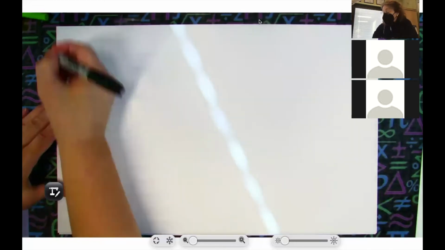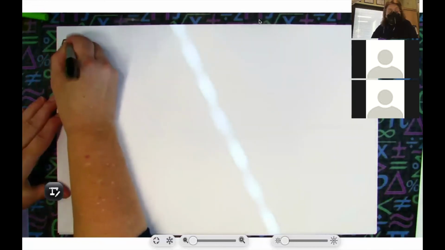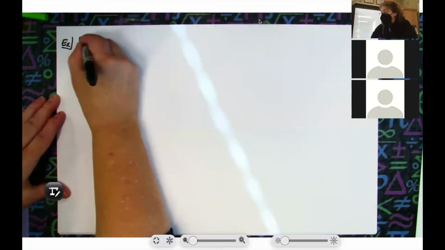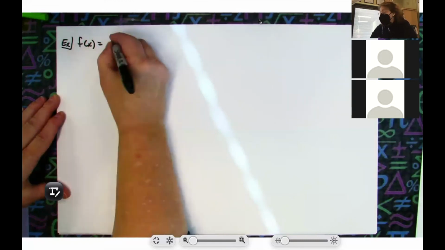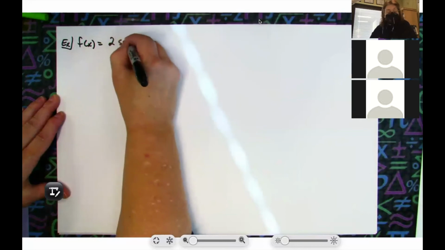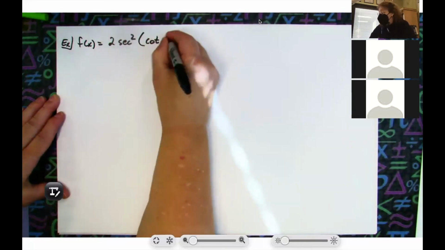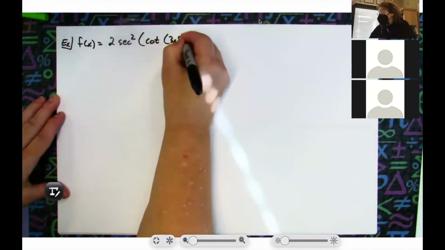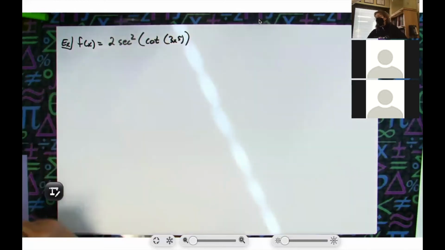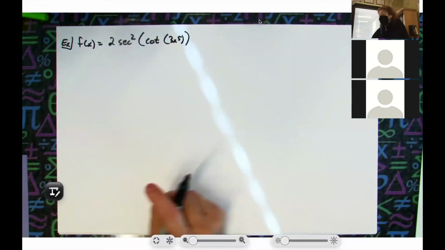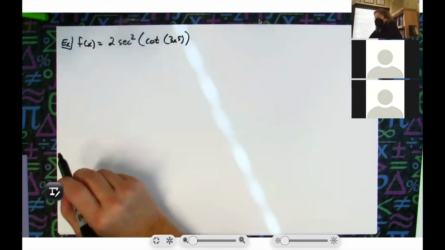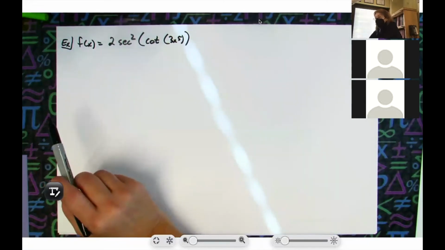All right, so let's do for our last one, let's do a really long one here. Okay, so, and we'll do it together. I won't make you do it by yourself. Let's go f of x is equal to, let's do a 2 secant squared cotangent of 3x to the fifth. So we're definitely going to have lots of chains in this.